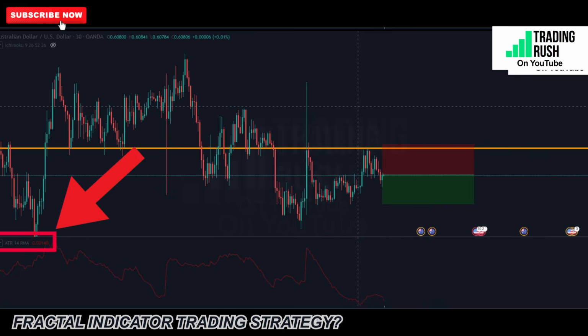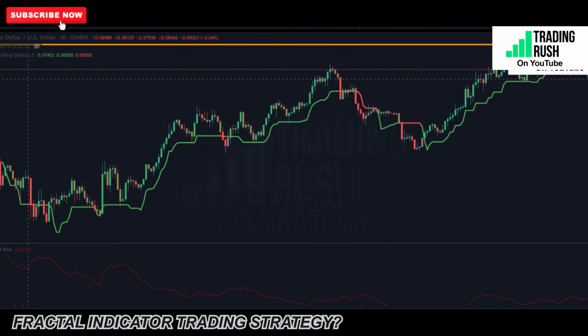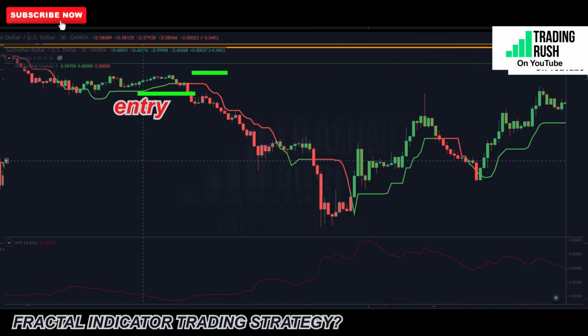A fixed profit target trading strategy will give you consistent results, but if you are a kind of trader that likes to trail the stop loss to get the maximum profit and to stay in the trend for a long time, you can use the ATR trailing stop loss with the fractal indicator.